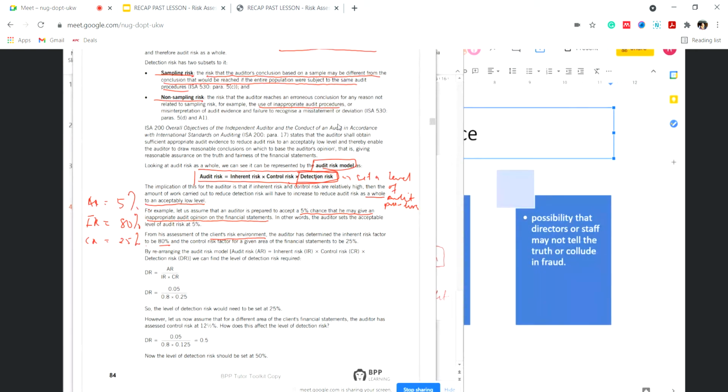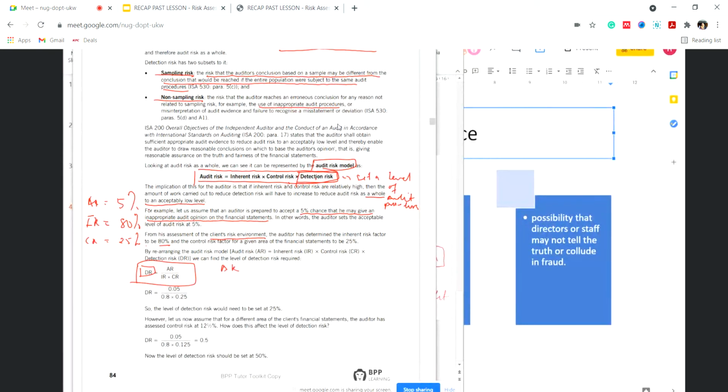Detection risk, you need to find detection risk. So you just change the formula. When you change the formula, you get this. Detection risk equals audit risk divided by inherent risk and control risk. Class, get the formula or not?